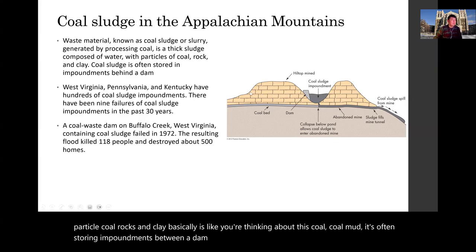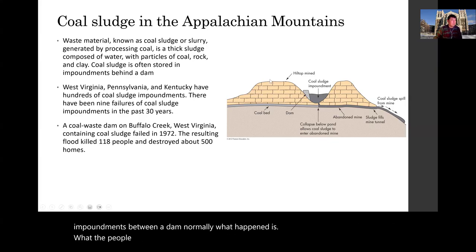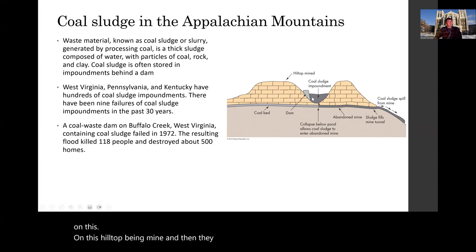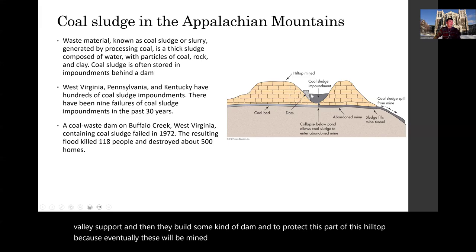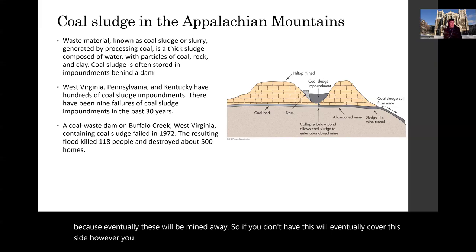Normally, what people do is, this is the mountain, it contains a coal bed, and they're mining on this hilltop. They mine, and then they dump some of the coal sludge into the valley, making a pool, and they build some kind of dam to protect this part of the hilltop, because eventually it will be mined away. If you don't have this, the sludge will eventually cover the site. However, you can have lots of different kinds of problems.